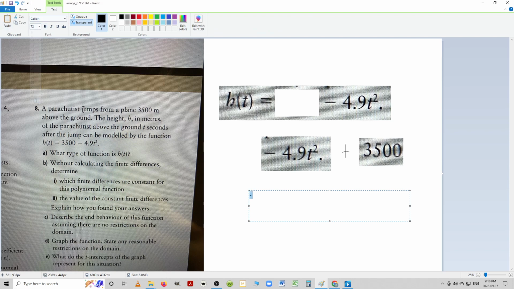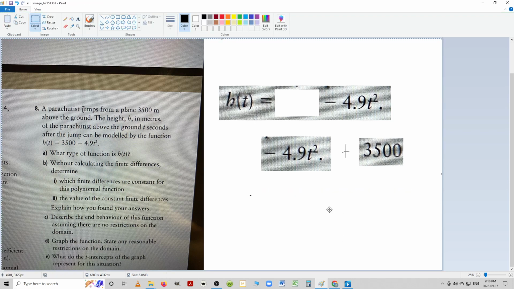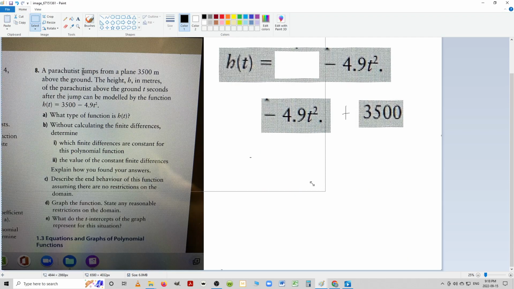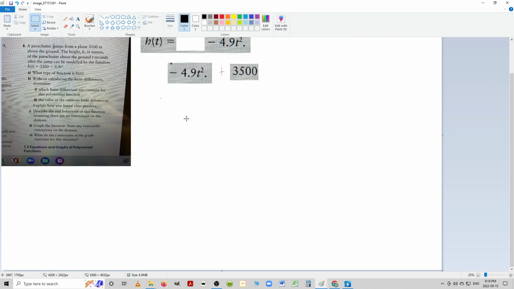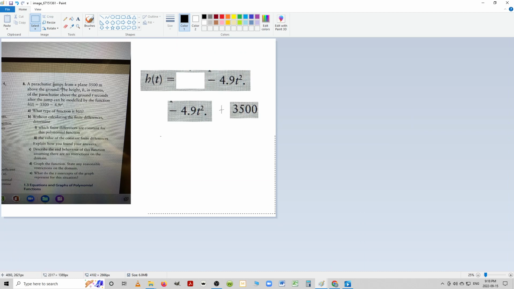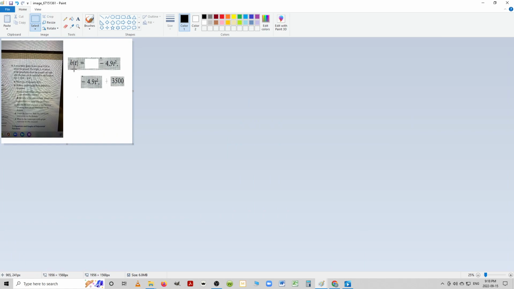Oh, it turns out this is huge. I'm going to have to shrink this image. This image is huge. Like that. And I'm probably going to have to shrink it again. Like that. And there we go.